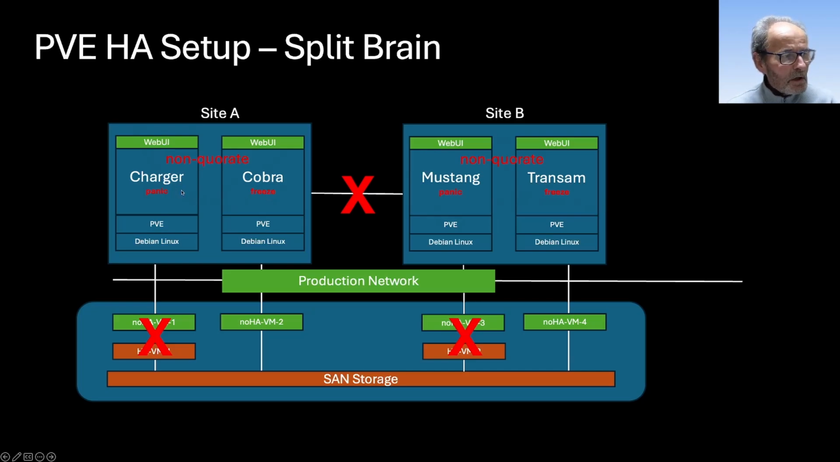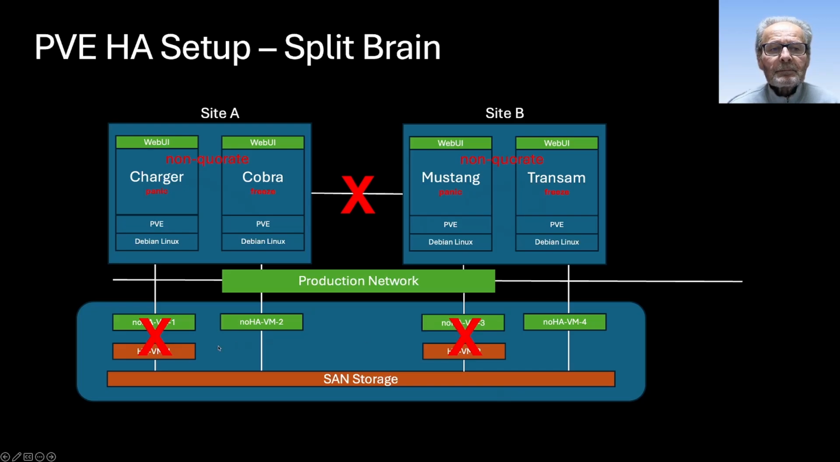So here is what we're expecting to happen when we simulate a split brain. We're expecting Charger and Mustang both to panic, because they no longer have a quorum. Both sites are non-quorate, so both will panic. In my case, my machines are actually configured to reboot in the event of a panic. They will reboot, but it's not necessarily a good idea. It may be better to arrange that if a server crashes, it doesn't reboot, because we probably should sort out whatever's wrong with it. But that's the kind of choice that you have to make. So Charger and Mustang should both panic.